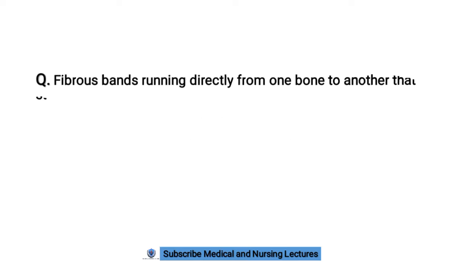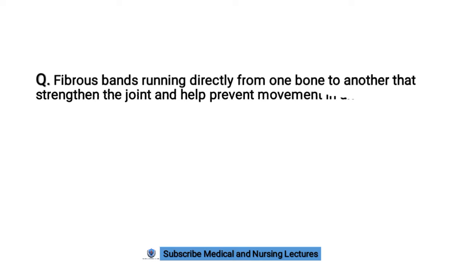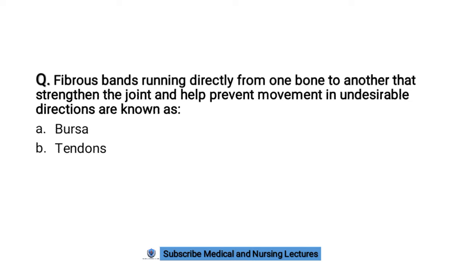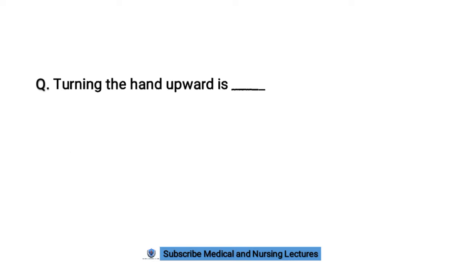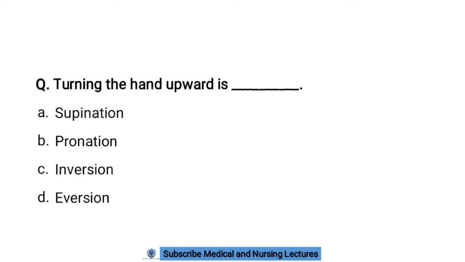Fibrous bands running directly from one bone to another that strengthen the joint and help prevent movement in undesirable directions are known as: bursa, tendons, cartilage, ligaments. The correct option is option D. Turning the hand upward is: supination, pronation, inversion, eversion. The correct option is option A, supination.